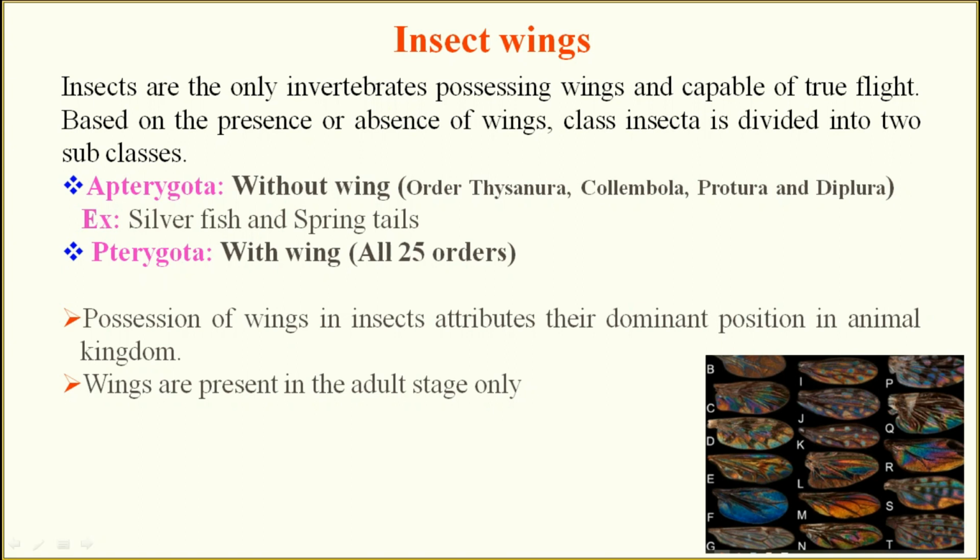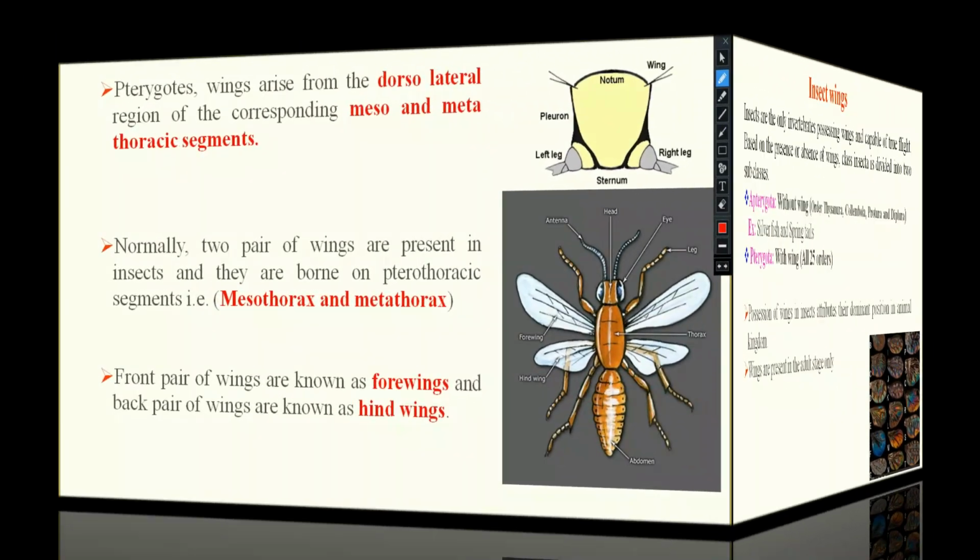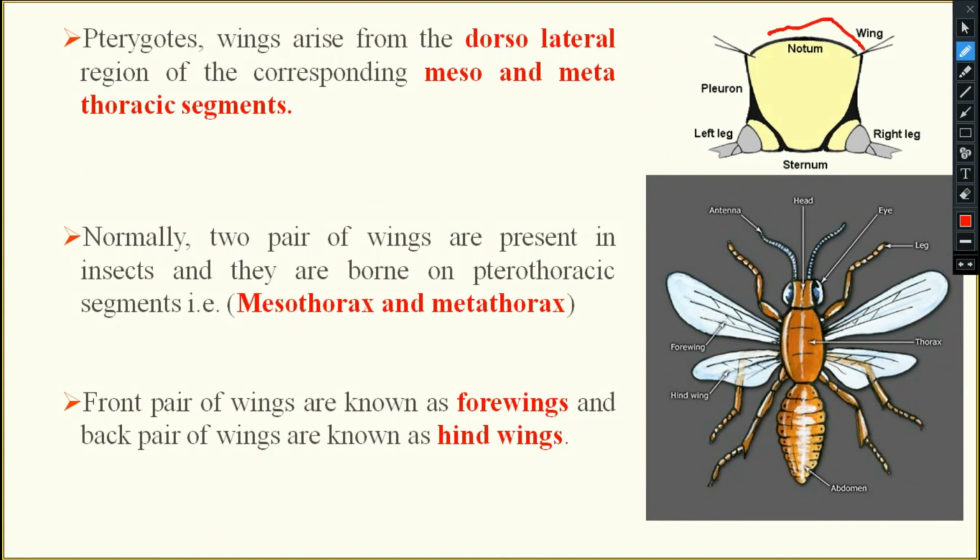In the dominance class also we have discussed why insects are dominant. One reason was what? They possess wings. That's why they are dominant in the animal kingdom. Wings are present in the adult stage only. If you take egg, larva, pupa, they do not have wings, but in the adult stage insects possess wings.